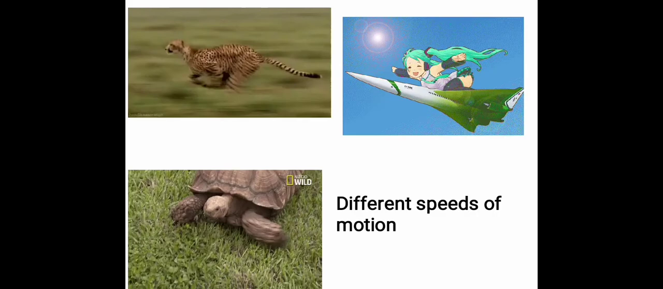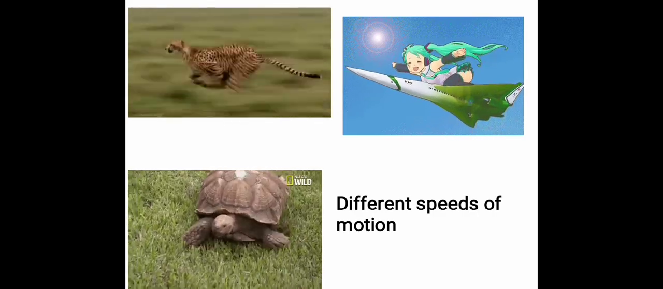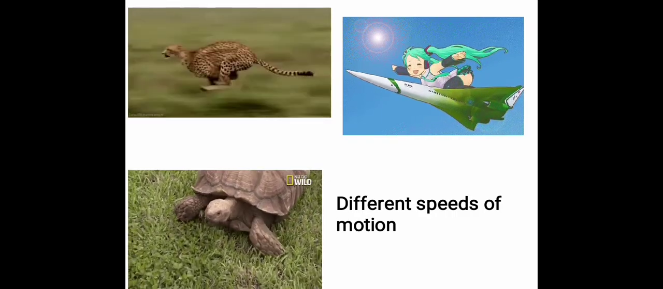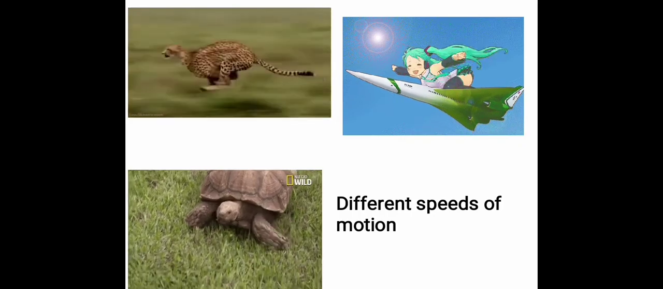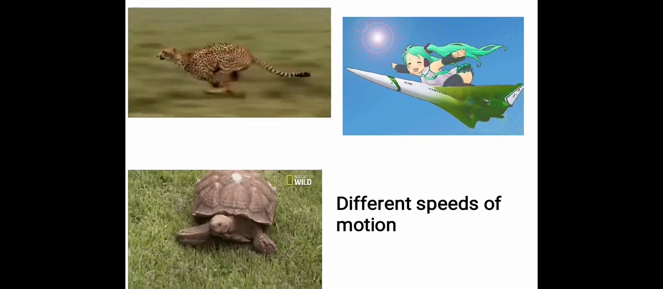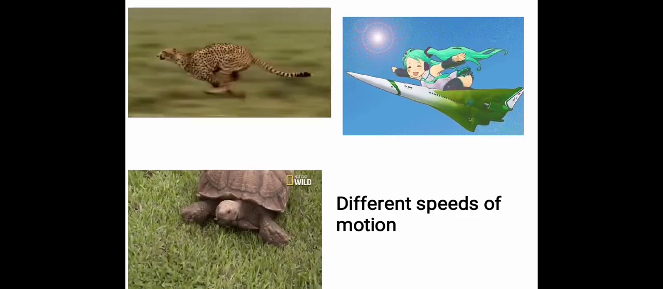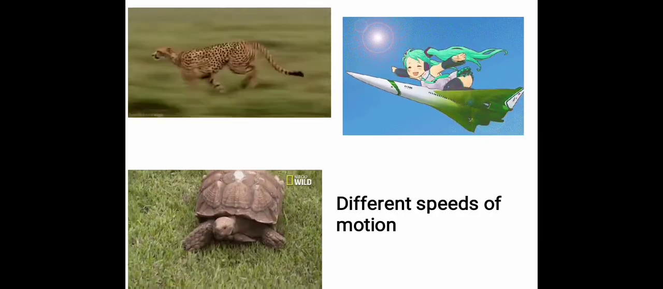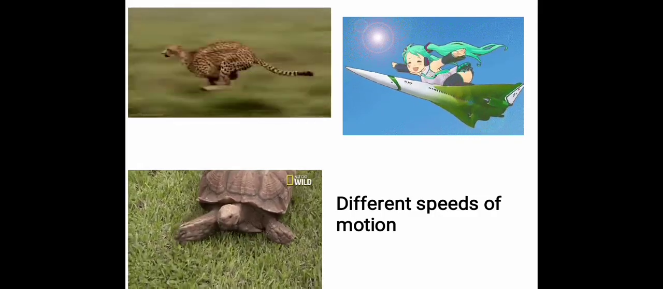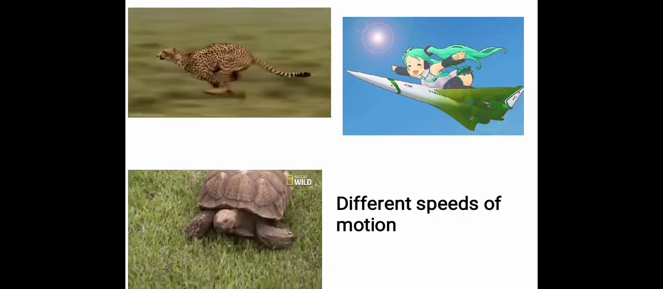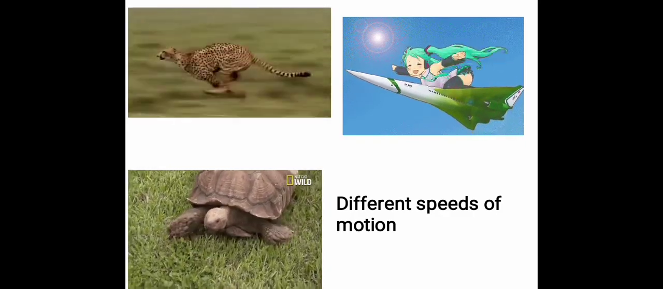Okay, now let us see the pictures. See here, each object or each body is moving with different speeds. So what do you understand by speed? What do you understand by the term speed? Yes, speed describes how fast a body can move from one place to another place. So speed is a quantity which tells us how quickly a body moves from one place to another place.